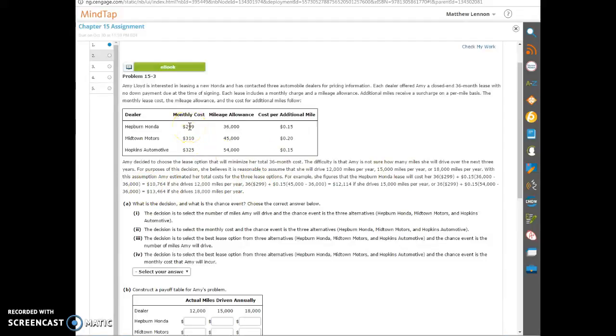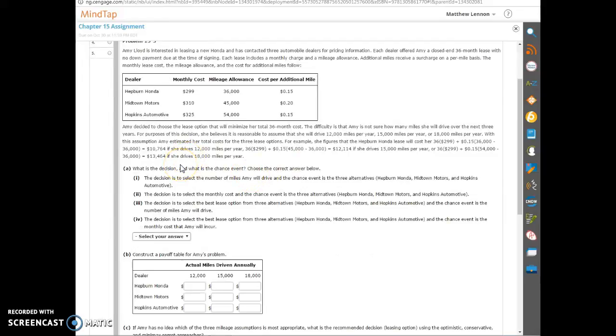So the formula for total cost is going to be $299 times 36, plus X minus 36,000, where X is the number of miles driven, times 0.15 for the additional cost for the miles over 36,000.